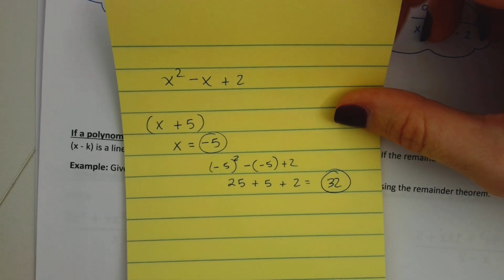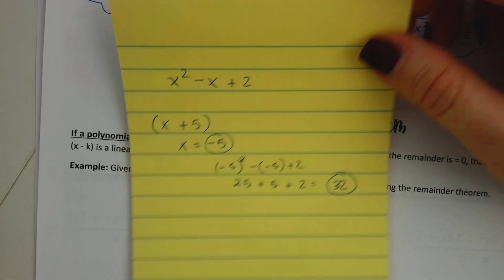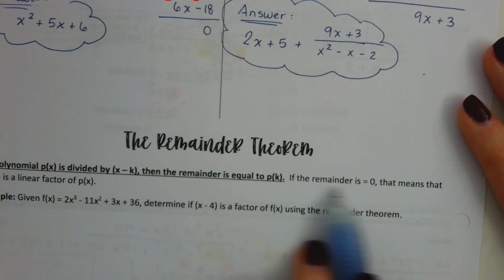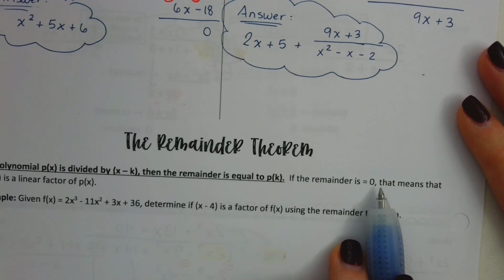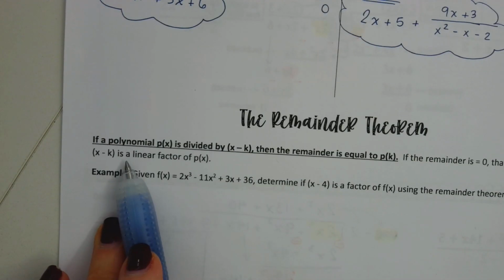That's really all the remainder theorem is. It's just like, oh, okay, that's a cool party trick, I guess. If the remainder is 0, okay, that means that x minus k is a factor of it.